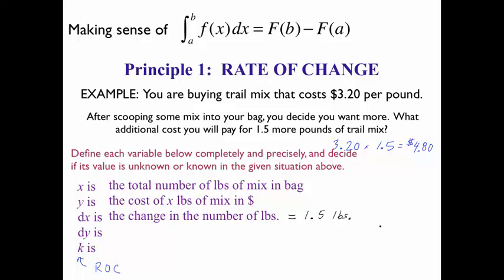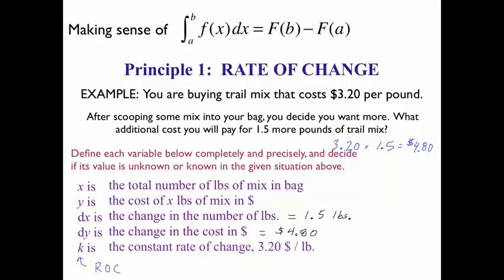All right, dy is the change in the cost. Do we know that? And if k is the rate of change, what is that? It's your price per pound. Your price per pound, known or unknown? Known at $3.20 per pound, right? $3.20 per pound.